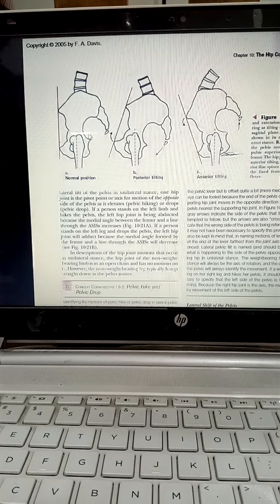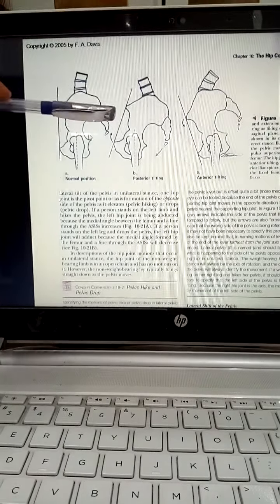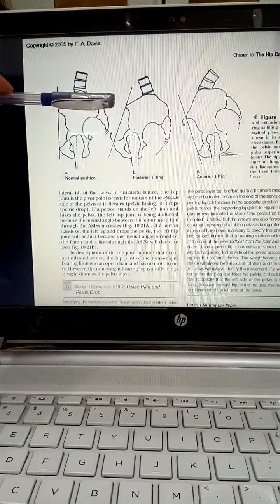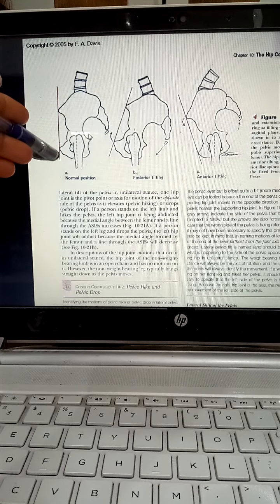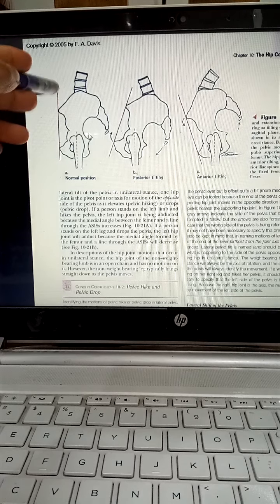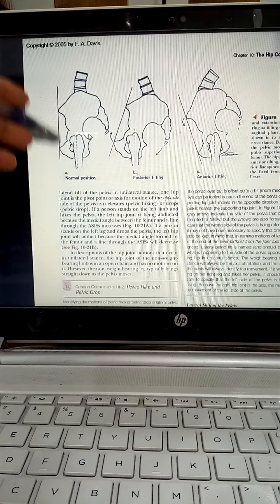So in normal position, what will happen? ASIS and PSIS will be in a horizontal line. So they will always lie horizontally, and the ASIS will lie on a vertical line with the symphysis pubis. So ASIS and symphysis pubis are in the vertical line, and ASIS and PSIS are in the horizontal line. So this is the normal position. Now let's see what happens in posterior tilting.